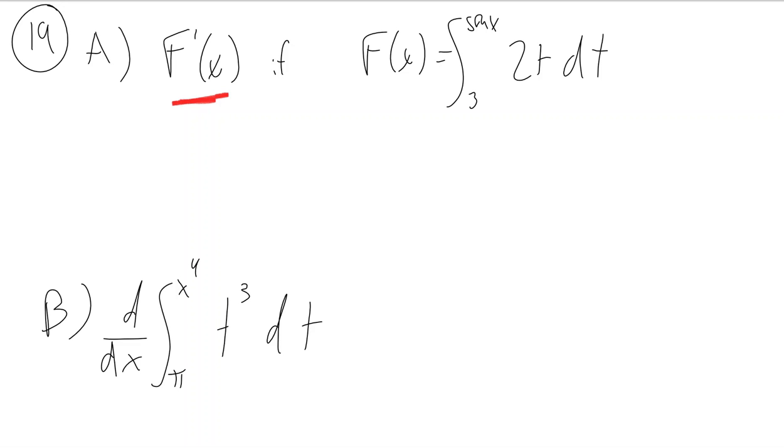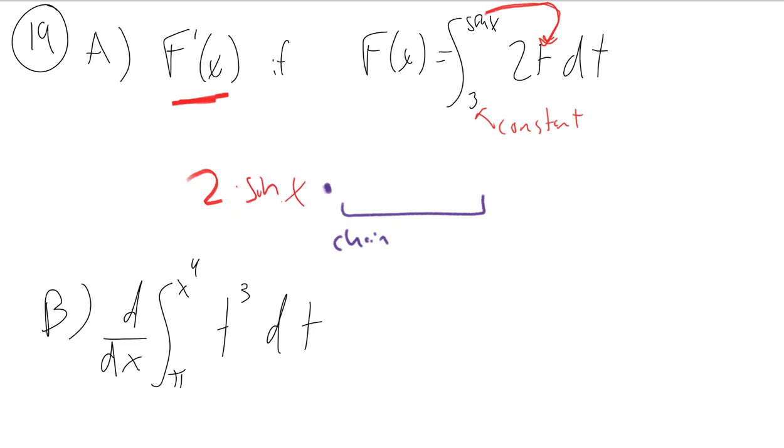Derivatives and integrals are almost inverse operations, meaning they almost cancel each other out. So it does cancel each other out, except as long as this is a constant, you can just plug this in to whatever's here, and you get 2 times the sine x. And then because of chain rule, if the derivative of this upper bound is not 1, then you need to multiply by it as well. So that's all you have to do.